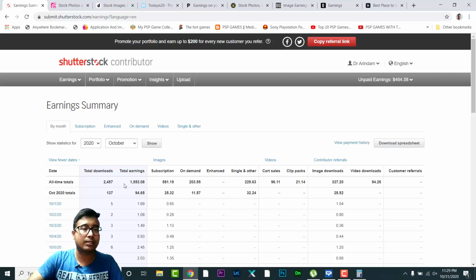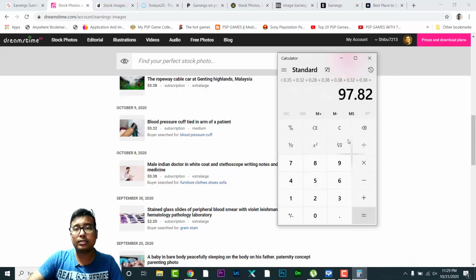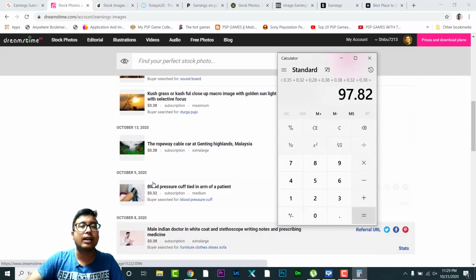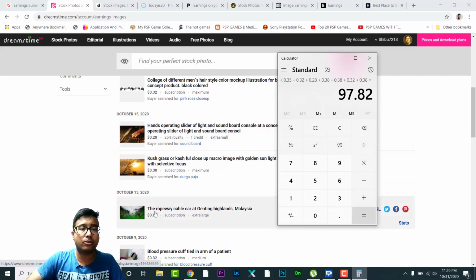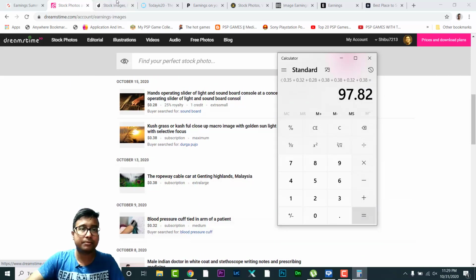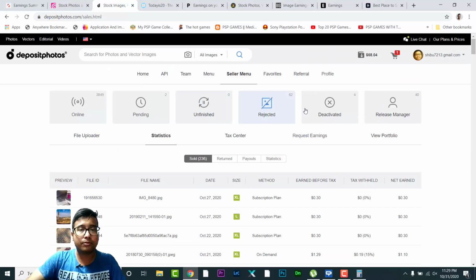So what is it? $94 from Shutterstock, and now it's $97 total, so around $3.50 from Dreamstime, right? So on average, $0.35 per photo. So that makes quite some sense. Some photos have been sold for 0.38 and some photos have been sold for 0.28, like that, and the average is 0.35, right?